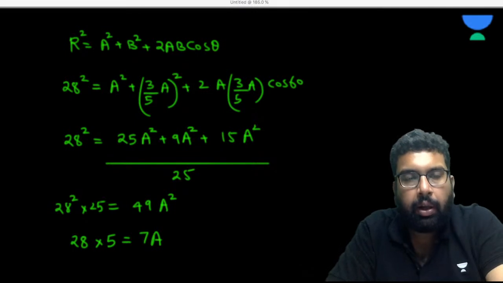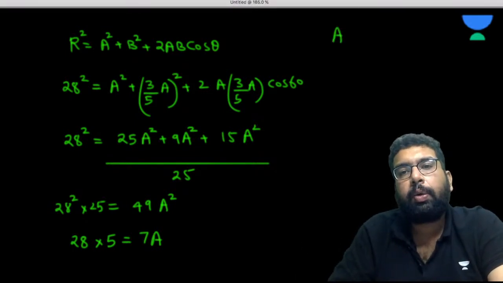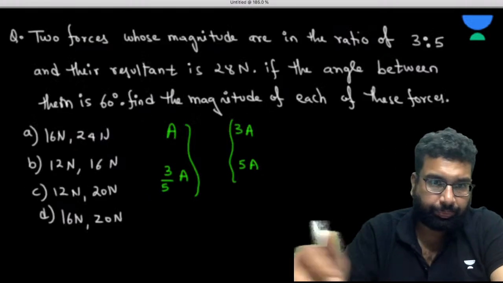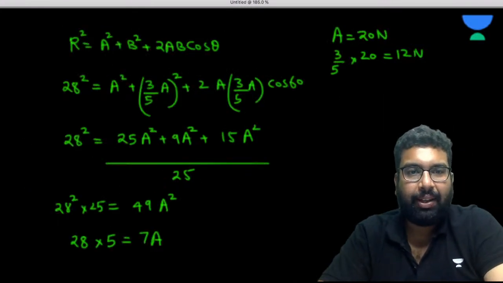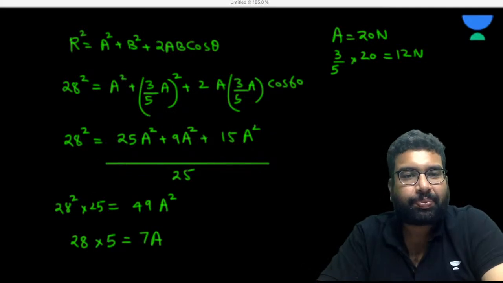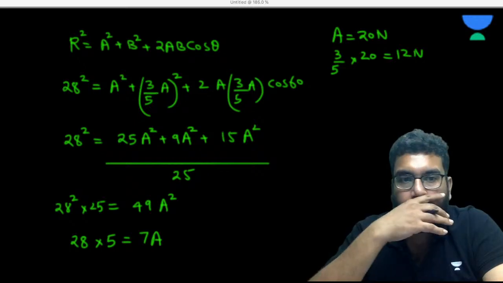Let's continue. Now please understand this. So from here can we write A is equal to 20 Newton. Now when A is equal to 20 Newton, the other force is 3 by 5 of 20. So it is going to be 12 Newton. So which option is matching here? So C option is matching. Is that clear, my dear? Okay. So now these basic kind of questions, I hope you will be able to do.